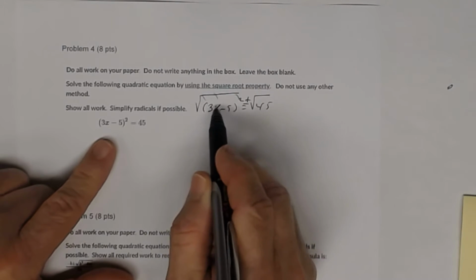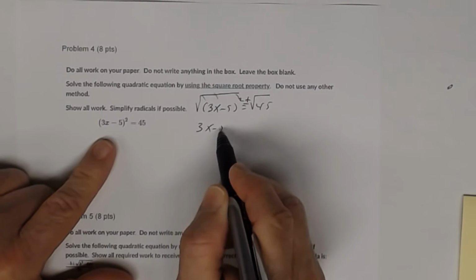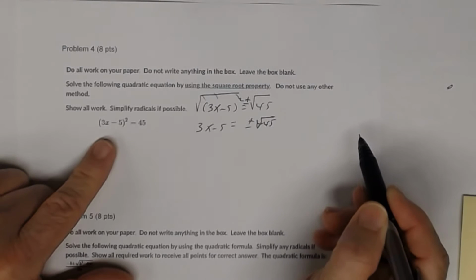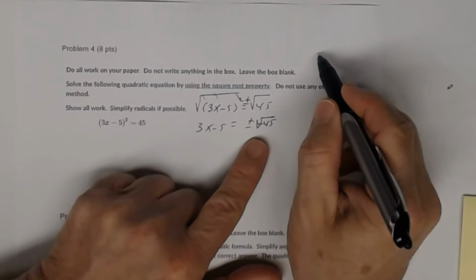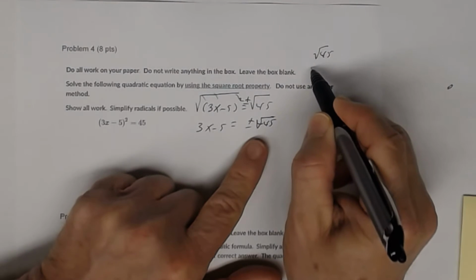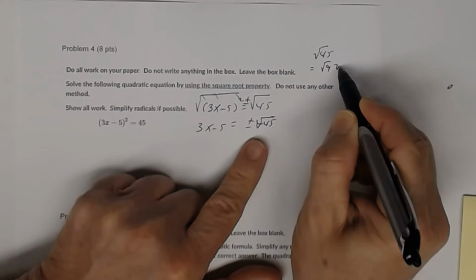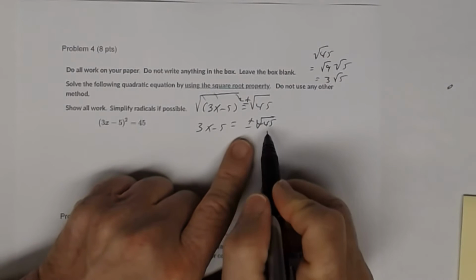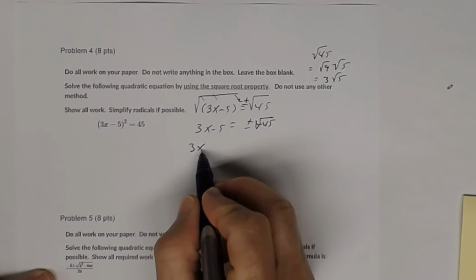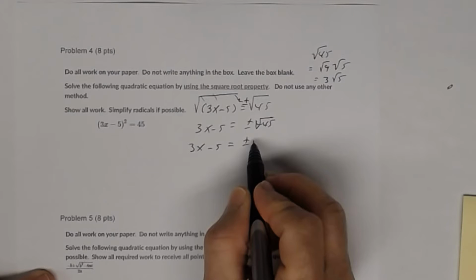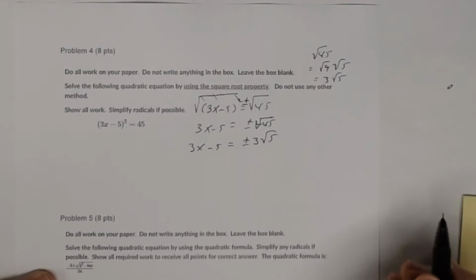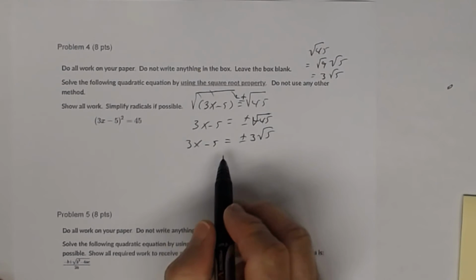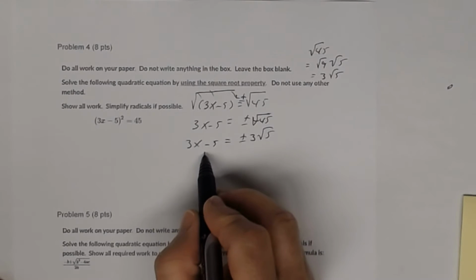So you have this linear expression here, 3x minus 5 equals plus or minus the square root of 45. And I can simplify the square root of 45 because the square root of 45 is the square root of 9 times the square root of 5, and the square root of 9 is 3, so you get 3 square root of 5. So I'm going to put that here. So I get 3x minus 5 equals plus or minus 3 square root of 5. And then this is an easy one to deal with. Since this is an irrational number, I'm just going to go ahead and add 5 to both sides.